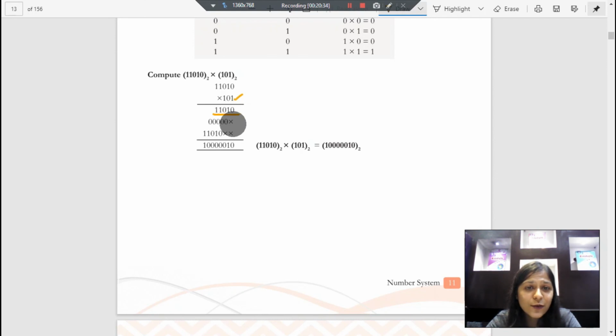For the case of 0, we will put a cross here, and then we'll write all the numbers as 0. Then we'll put 2 crosses because it's the third digit here. Then we will write the number again, and then we will add the numbers here.